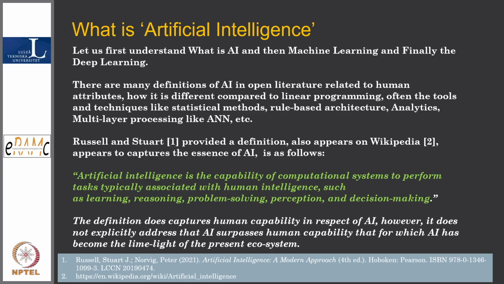Russell and Norvig have given a definition of AI. Let us see how it fits into the systems approach. So artificial intelligence is the capability of a computational system to perform tasks that are typical to human intelligence, such as learning, reasoning, problem solving, decision making, n number of attributes, reacting also. So the definition does not capture human capability in respect of AI.